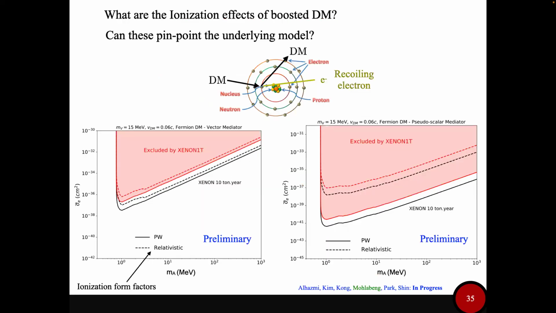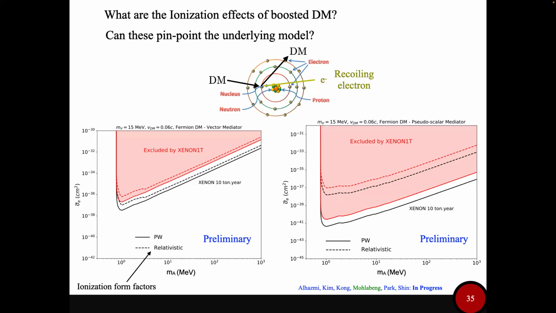And so what we find is that if I have a vector mediator with a fermion dark matter, and I compare the plane wave and the relativistic ionization form factor, I see some sort of difference when plotting these bounds. I don't see that much of a difference here because that integral that I didn't mention is actually quite complicated. But once I do a pseudoscalar mediator or a different type of mediator, where dark matter interacts with us through some other force that is not a vector force, it could be a pseudoscalar force, for example, then I have a big difference.